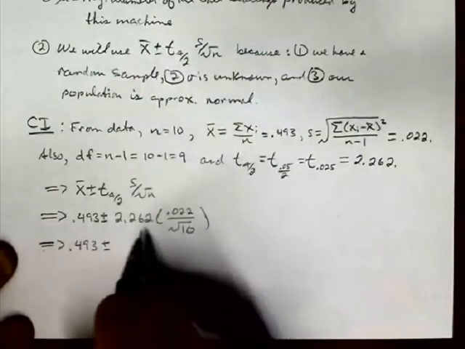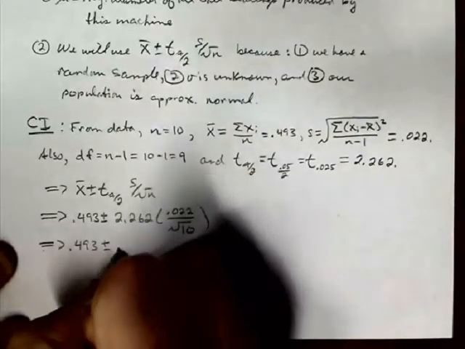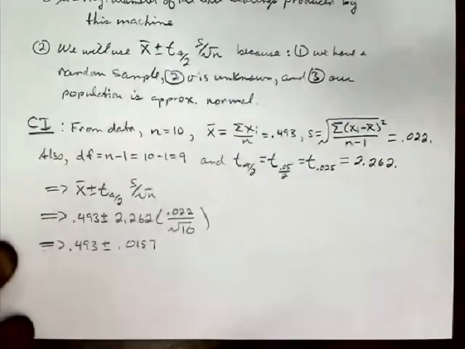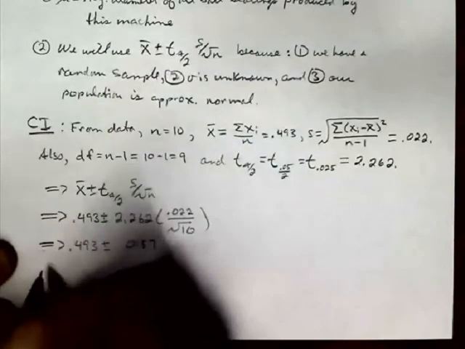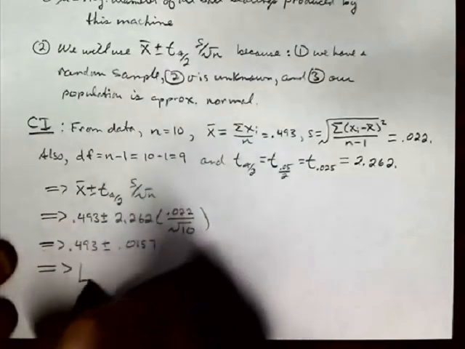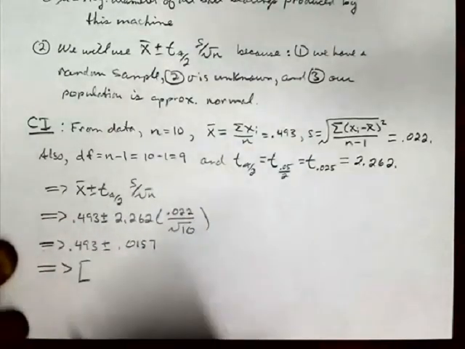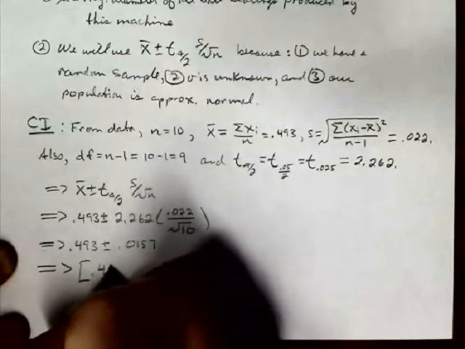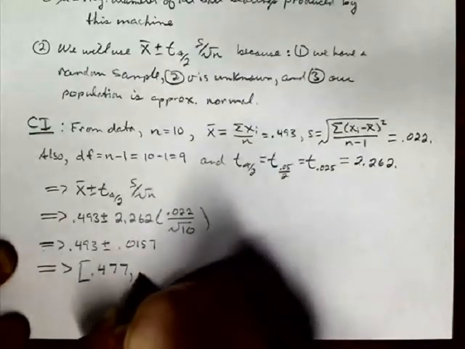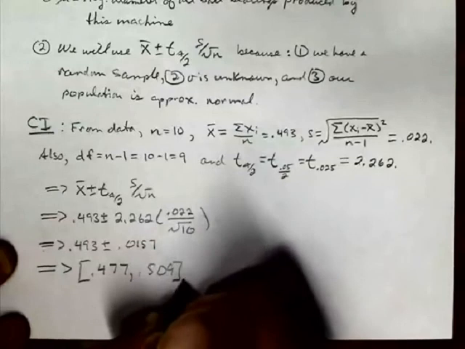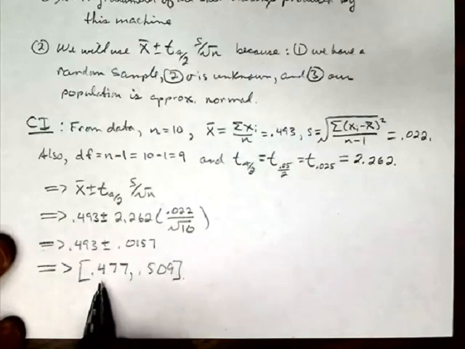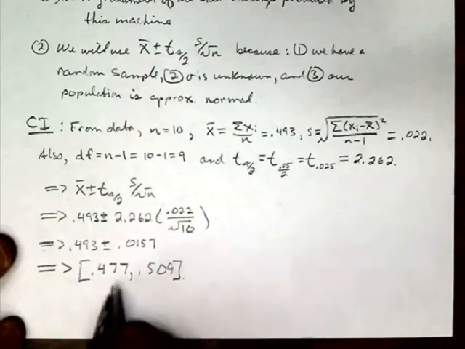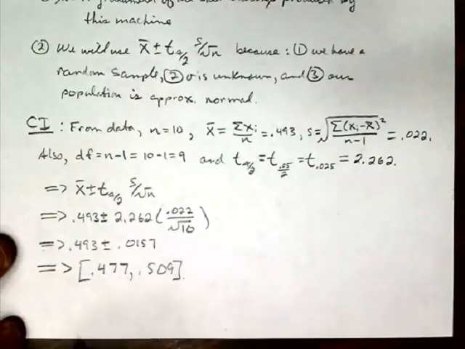So what do I have here? It turns out if you do this computation in here, you get 0.0157. And again, this number is called the margin of error. We talked about that before. And if you add and subtract the margin of error to this value here, the lower bound of the confidence interval becomes 0.477, and the upper bound becomes 0.509. Okay, so we are 95% confident that the average diameter of all ball bearings that come off this machine is between these two values here.